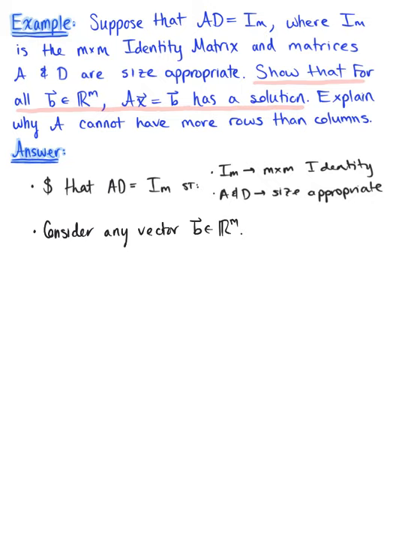Now, what exactly is our goal here? What is it that we want to show? Well, we want to show that for every vector B in Rm, the non-homogeneous equation has a solution. So we need to find a vector X that satisfies the non-homogeneous equation, matrix A times vector X equals vector B, for every vector B in Rm.